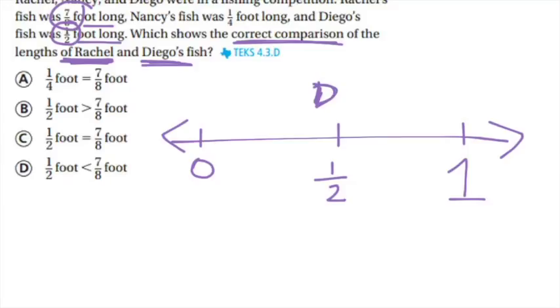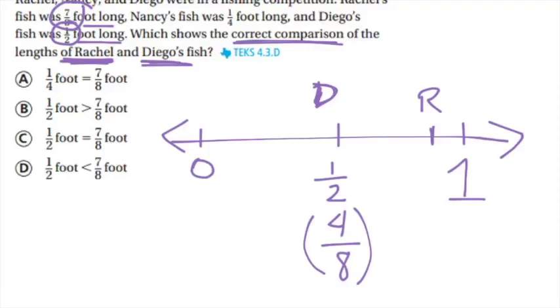And then I can look at Rachel's, and hers was 7/8 foot long. Now, what I know about 7/8 is it's larger than 1/2 because how many eighths would make 1/2? Half of 8 is 4. So therefore, 4/8 is the same thing as 1/2. So that tells me that Rachel's fish is somewhere greater than 1/2 but less than 1.